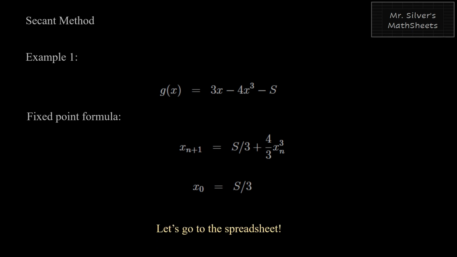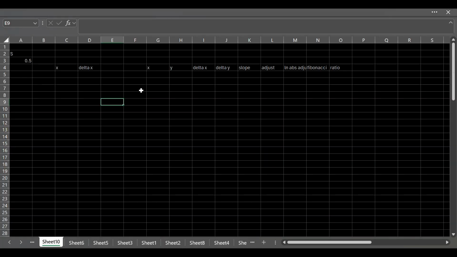And we'll go to the spreadsheet and implement this. It's a very simple problem. Turns out that if you choose s equal to 0.5, you're solving for sine of 10 degrees. So it turns out to be about 0.17. So the fixed point problem, you're going to take the parameter divided by 3. Then you're going to add 4/3 times x cubed and just iterate on that. And you actually can get a pretty good value this way.